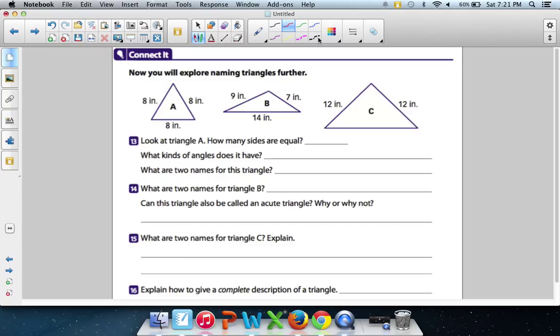Number 13, look at triangle A. How many sides are equal? Well, you see an 8, an 8, and an 8. So all three of those are equal. What kind of angles does it have? Well, let's take a look. That's not quite a right angle, is it? No, that's a little acute angle. In fact, all three of them are little acute angles. What kinds of angles does it have? Acute.